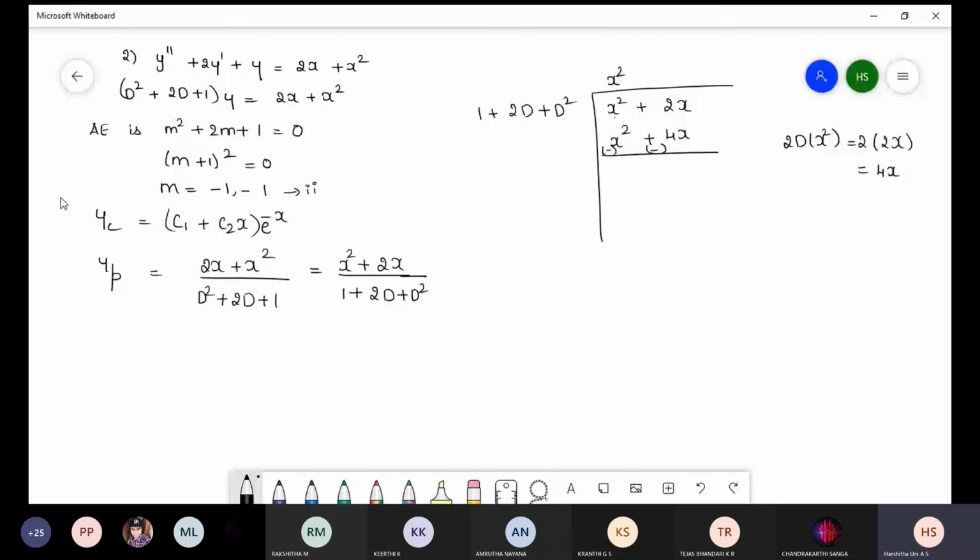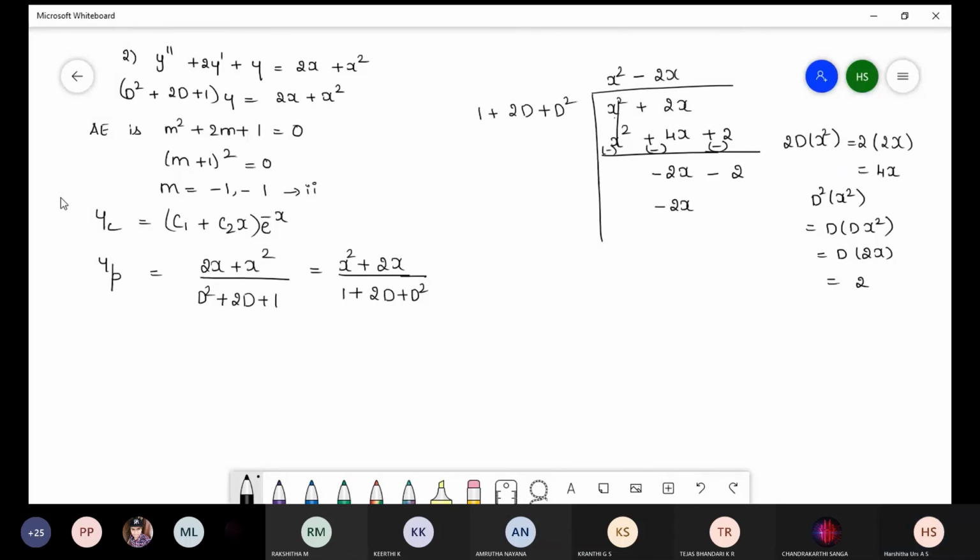Next, the double differentiation, d square into x square. The first differentiation is 2x, the second differentiation is 2. So I write here plus 2. Just change the sign. These two will get cancelled. Minus 4x plus 2x is minus 2x, minus 2. To get minus 2x, we have to multiply with 1, that is minus 2x. Minus 2x into 1 is minus 2x.